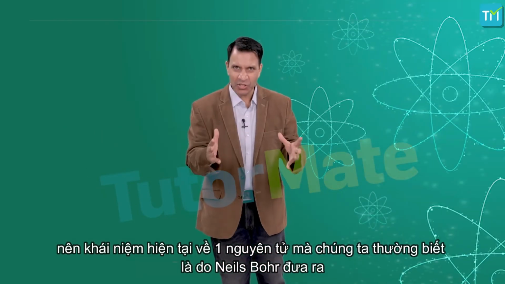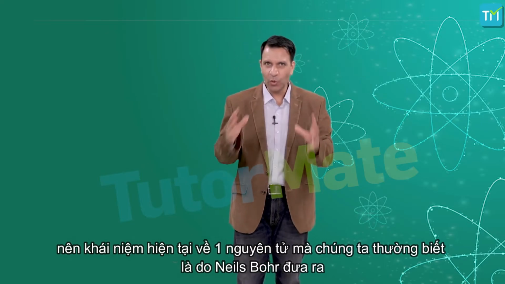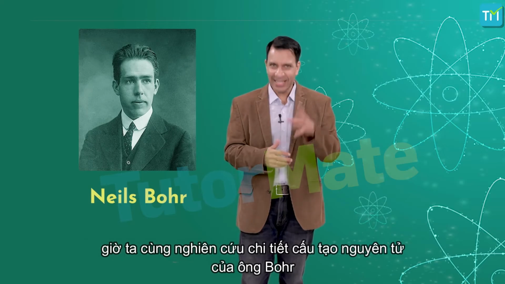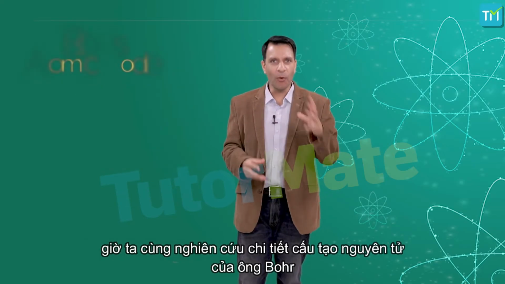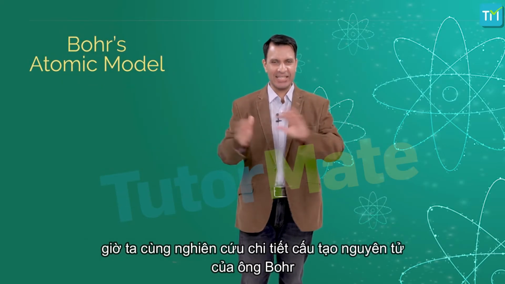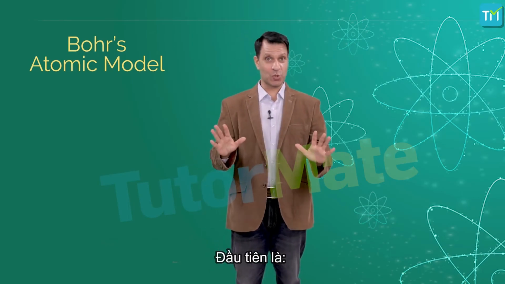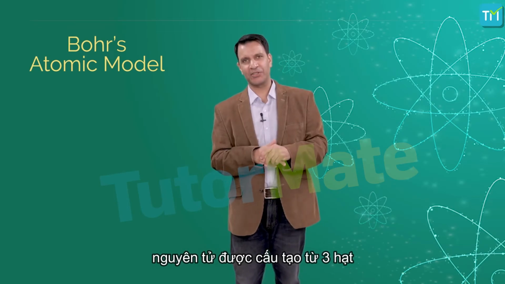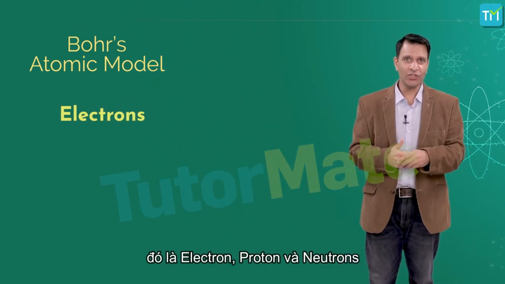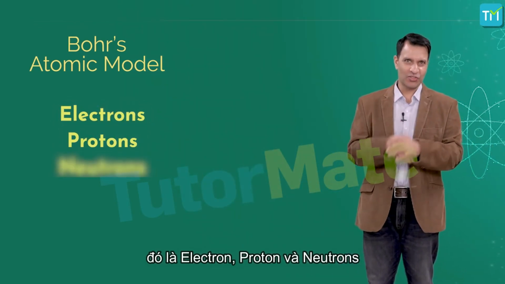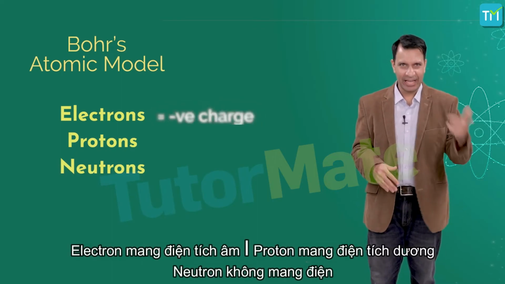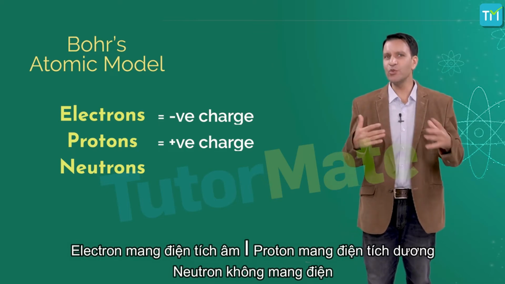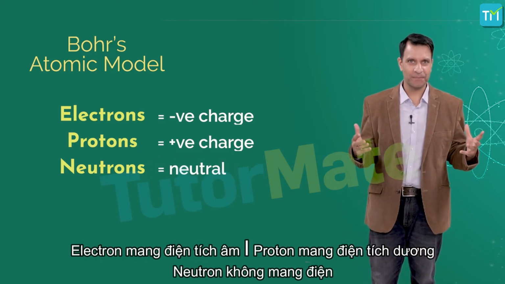So the present concept of an atom that we all know is given by Niels Bohr. Let us study the postulates of Bohr's atomic model in detail. Here is the first one. An atom is made up of 3 particles. They are electrons, protons, neutrons. Electrons have negative charge, protons are positively charged, and neutrons are neutral in nature.